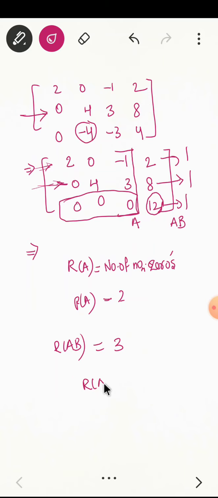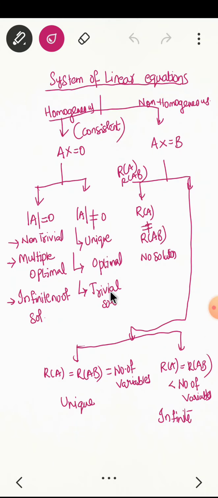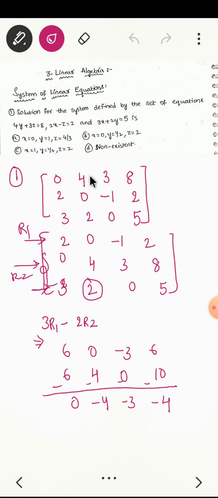So the rank of A is not equal to the rank of AB, because the rank of A is 2 and the rank of AB is 3. What should I say? Here we have a non-homogeneous equation given in the question, and the rank of A is not equal to the rank of AB. No solution. That means these are inconsistent. There is no solution for this problem.